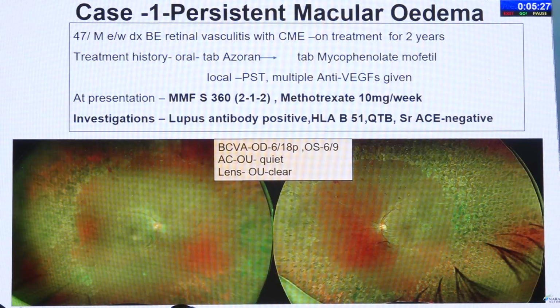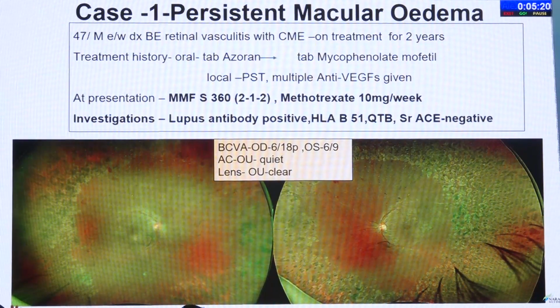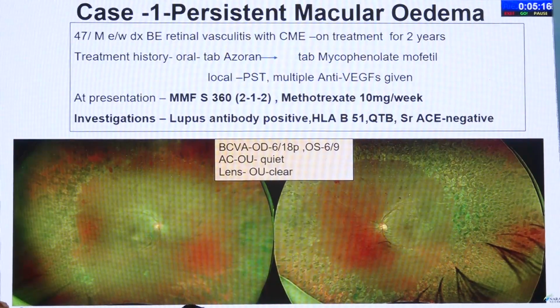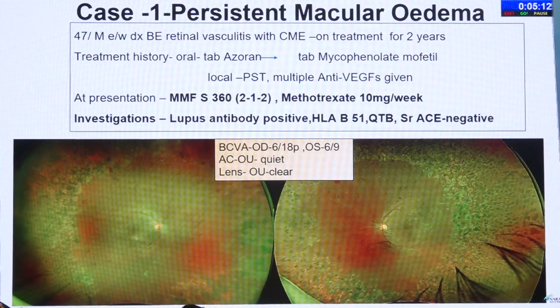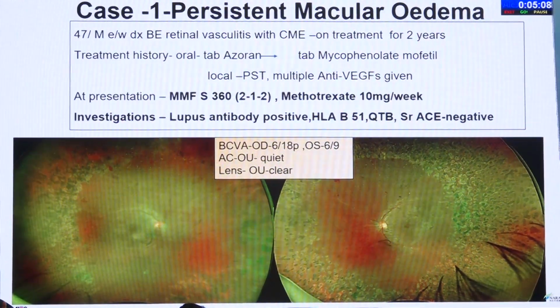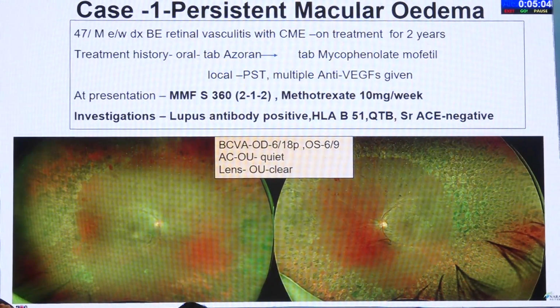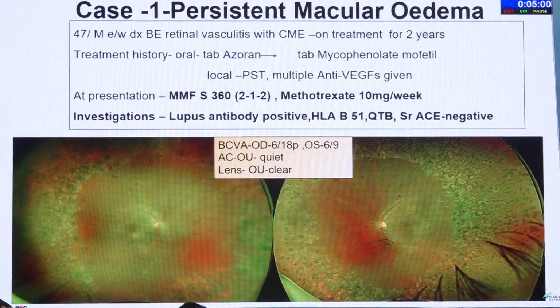It's a 47-year-old male diagnosed with a case of bilateral retinal vasculitis with cystoid macular edema, on treatment since 2 years before the patient presented to us. He gave a history of treatment with oral azathioprine, then switched over to oral mycophenolate mofetil. The patient received multiple local posterior subtenon injections and intravitreal anti-VEGF agents. At presentation to us, the patient was on treatment with mycophenolate mofetil and methotrexate.